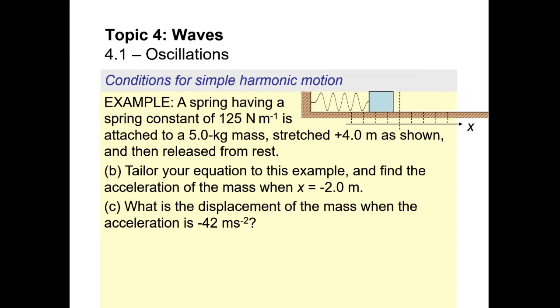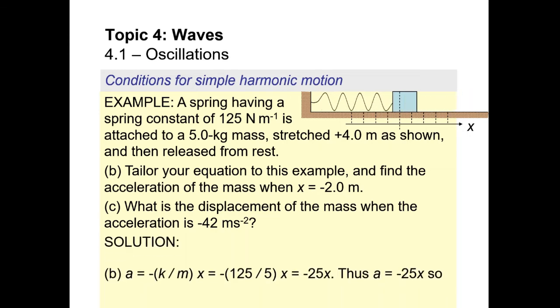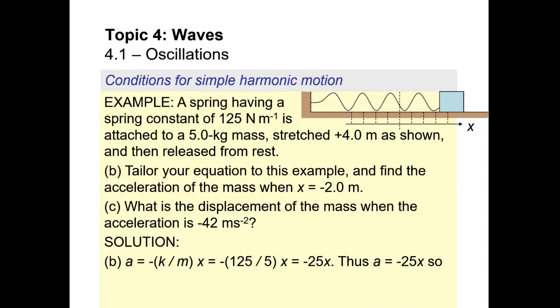So based on our derivation, a equals minus k over m times x. That is minus spring constant 125 divided by mass 5 times displacement. That gives us minus 25 times displacement x, and we get acceleration equals minus 25x. So when displacement equals minus 2, we get 50 meters per second squared.